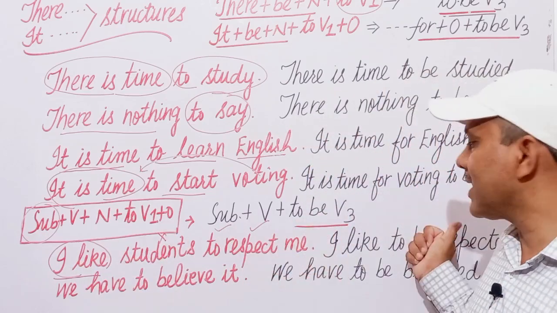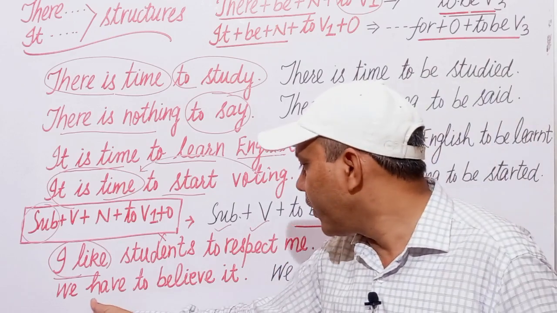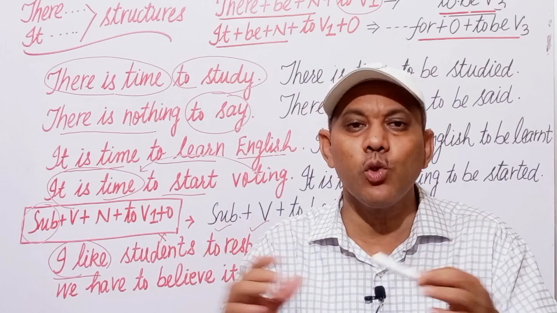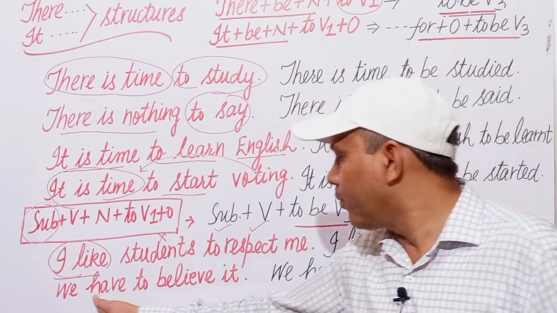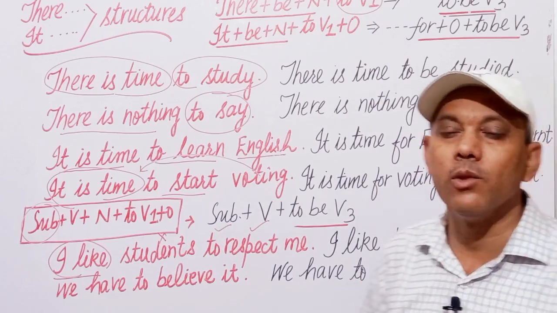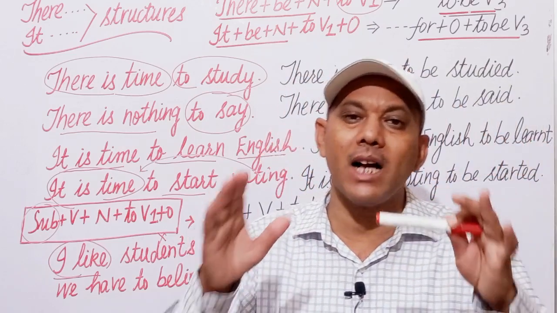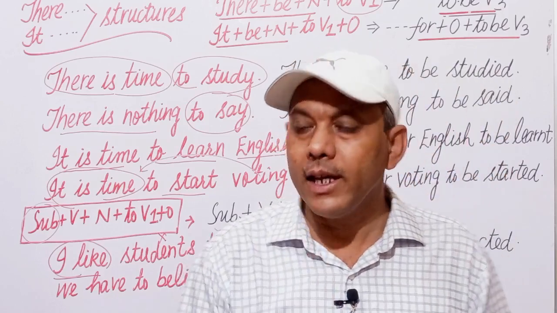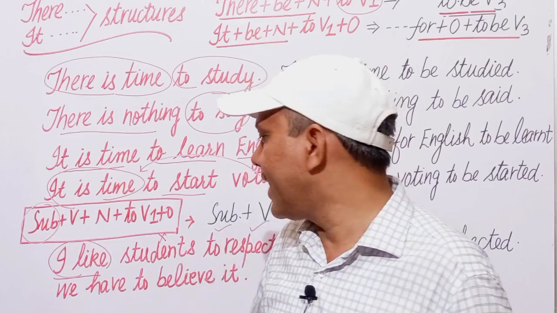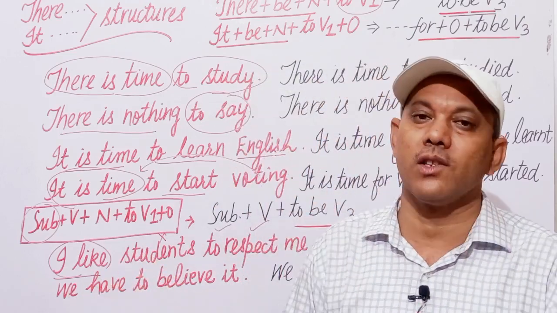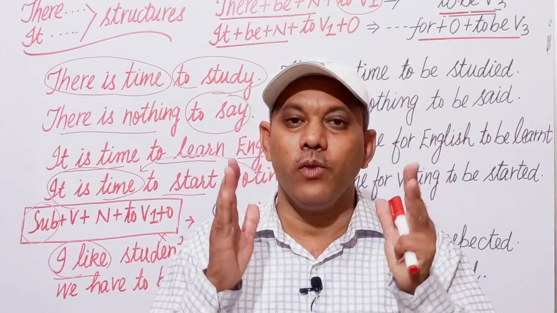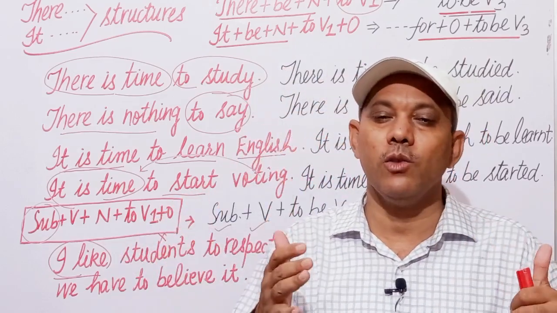आई लाइक टू बी रेस्पेक्टेड। वी हैव टू बिलीव इट, हमें इस पर विश्वास करना होगा। वी हैव टू बी बिलीव्ड। इस प्रकार से टू बी पास्ट पार्टिसिपल स्ट्रक्चर से इन तीन प्रकार के सेंटेंसेस को देयर स्ट्रक्चर, इट स्ट्रक्चर एंड सब्जेक्ट वर्ब नाउन स्ट्रक्चर followed by to infinitive and object. We shall change them into passive voice easily.